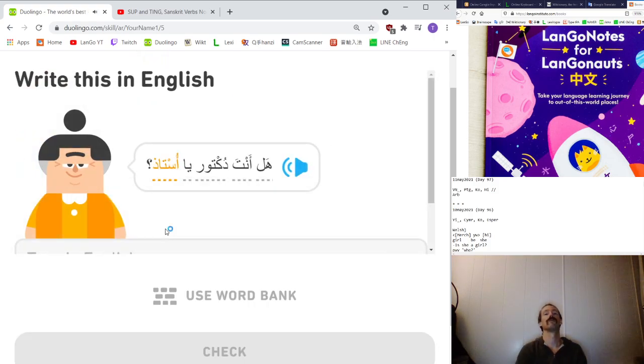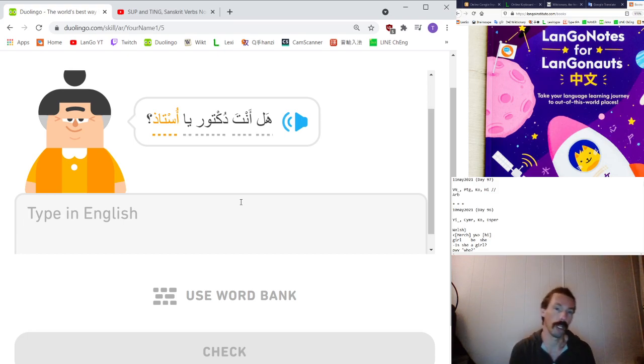هل أنت دكتور يا أستاذ؟ هل أنت, masculine, دكتور, masculine, يا أستاذ, oh, professor. Should say non-feminine, right? There's just no suffix on it. Final A for feminine nouns and adjectives. Enta. Are you a doctor, professor?